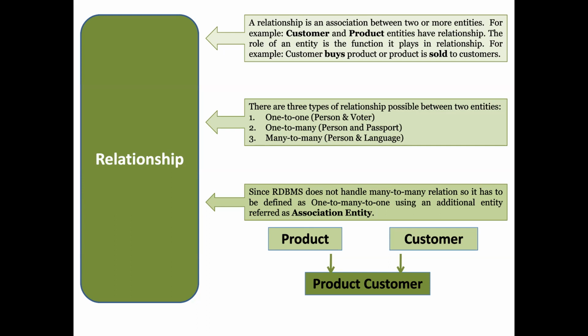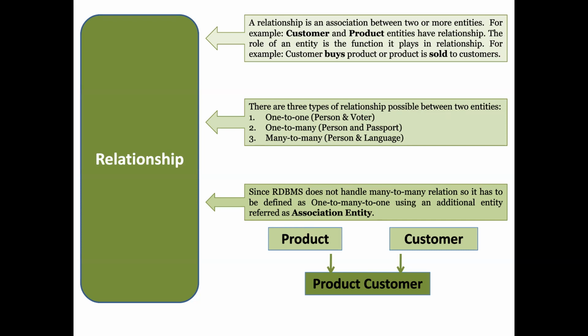So first let us consider customer and payment. One customer, how many payments? He can make many payments. Now reverse it and check. One payment, how many customers? Only one. So it is a one-to-many relation.